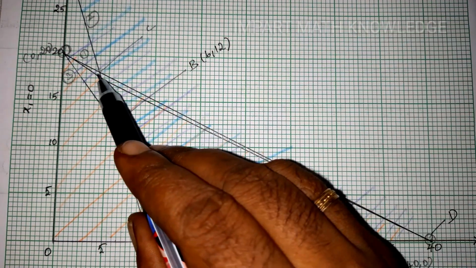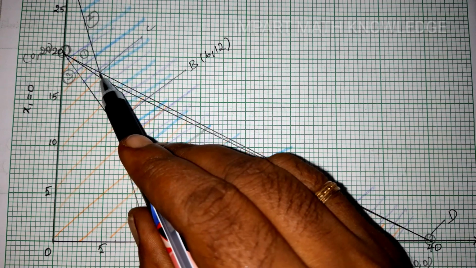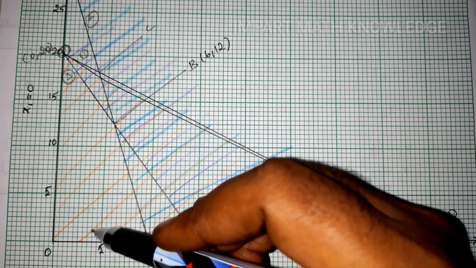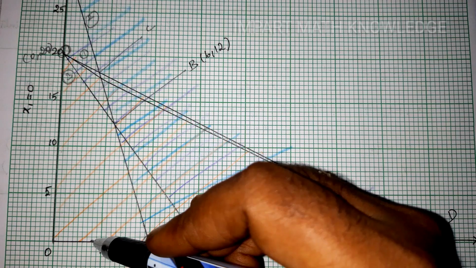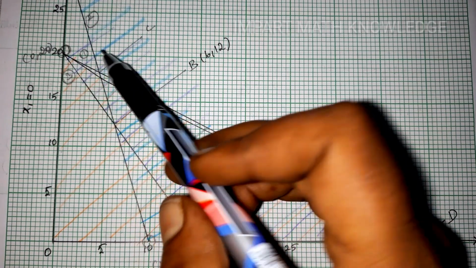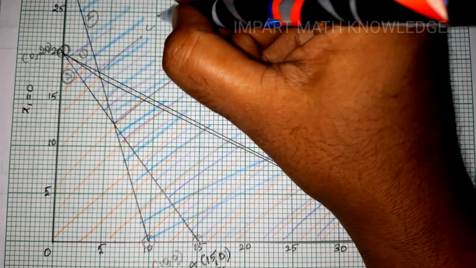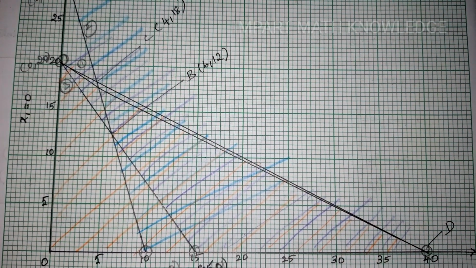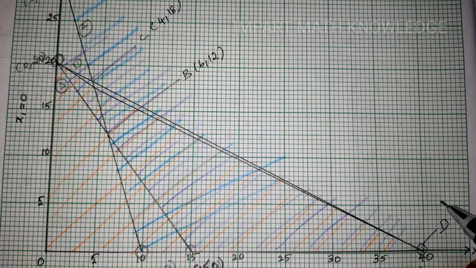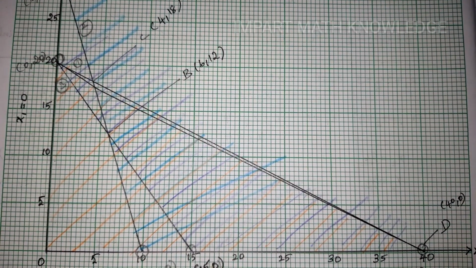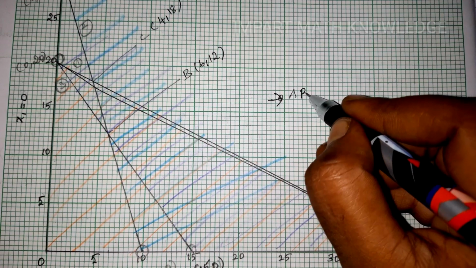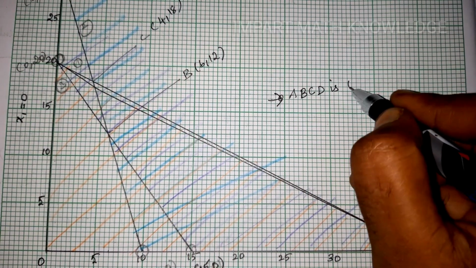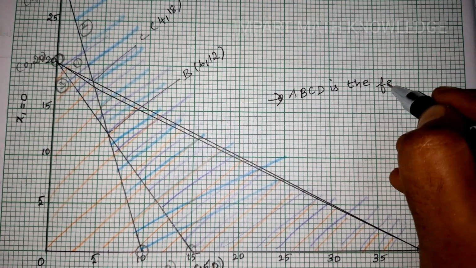Now we have to write the value for C. C also you take from the graph. For the x1 axis it is before 5. For the x2 axis this is some point here at 18. Okay. So your point is 4, 18. Now for D, the point is 40, 0. So you have to write A, B, C, D is the feasible region.